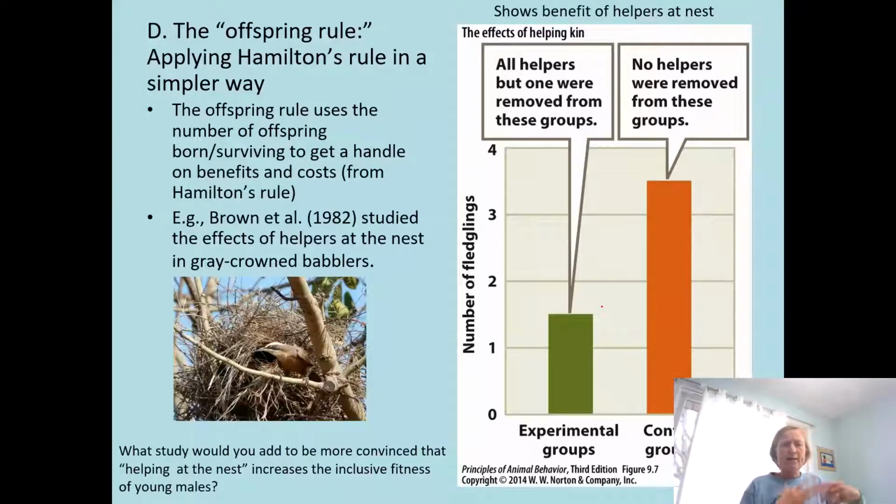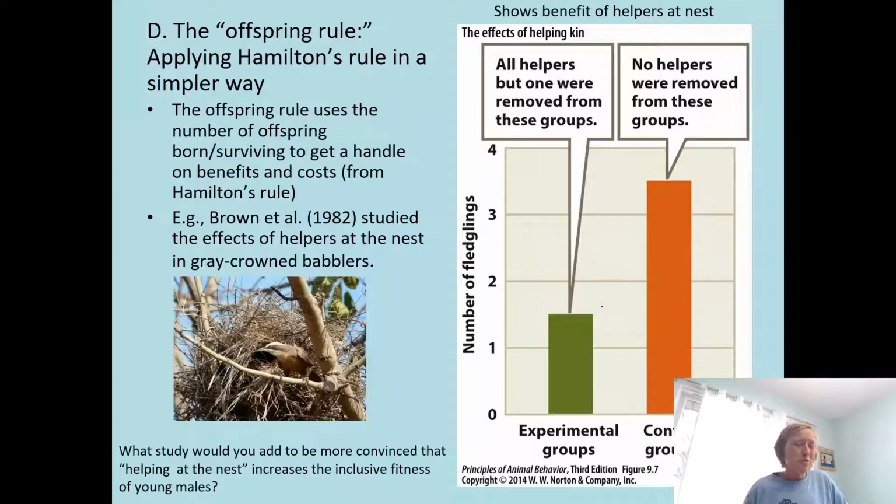So we could say the number of offspring that survive at a nest, the number of offspring that don't survive, the number of offspring that this individual produces, the number of offspring that its relatives produce, those kinds of things. Just go by offspring that are born and survive.